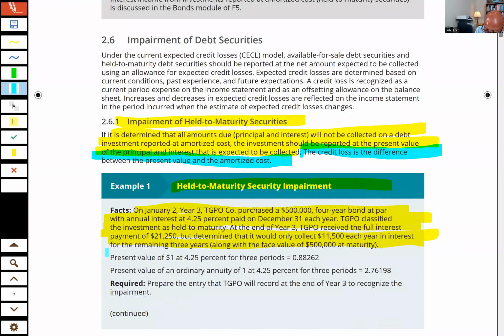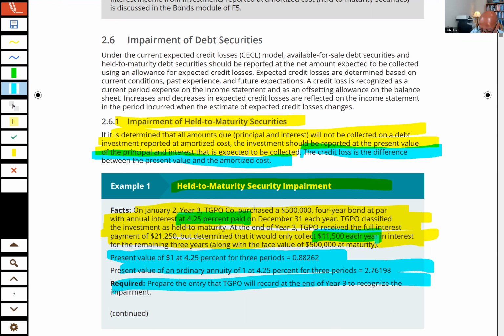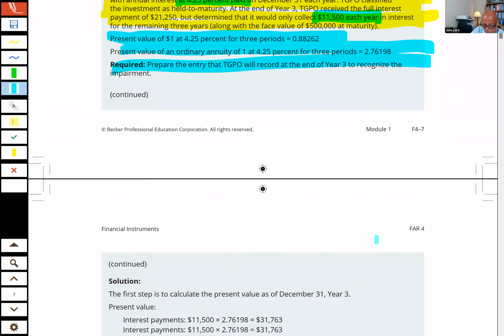So what happens? They tell us that the present value of $1, which we'll apply to the principal, at 4.25% interest, which was the interest on the bond, is 0.88265. The present value of an ordinary annuity is 2.76198. We'll apply the 0.88265 to the principal, and the 2.76198 to what we think we're going to be collecting for the next 5 years on this. So what should we do at the end of year 3 on this bond?